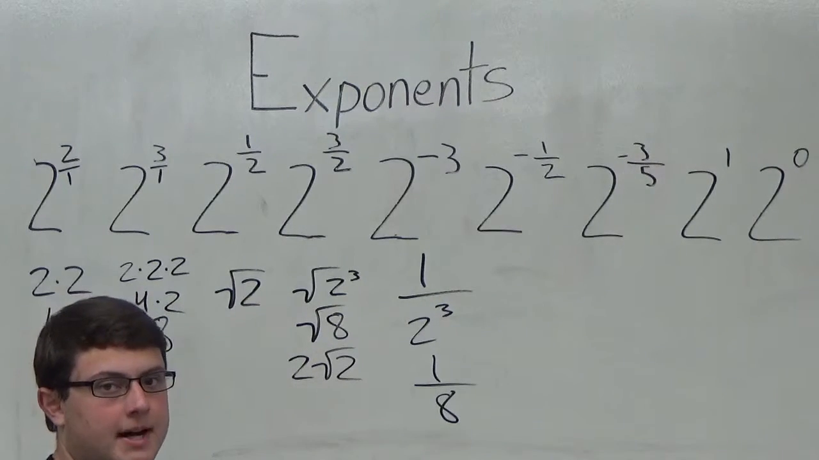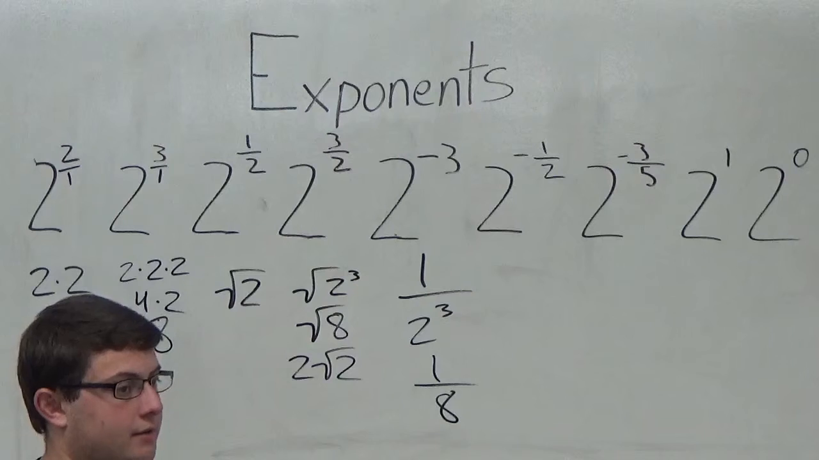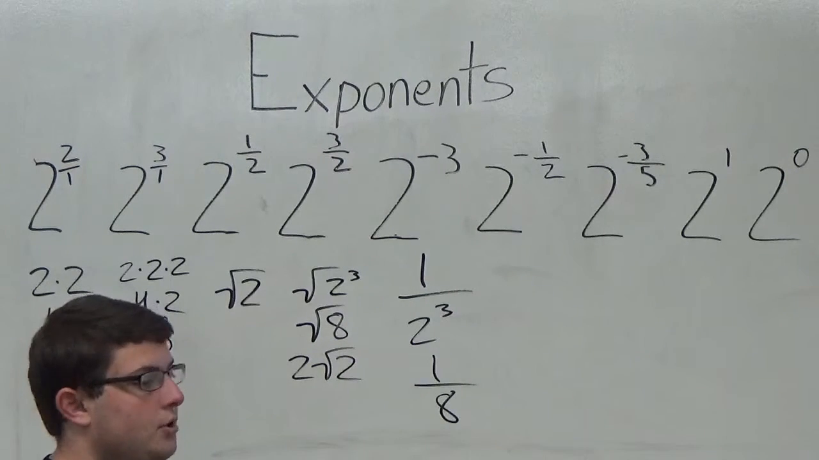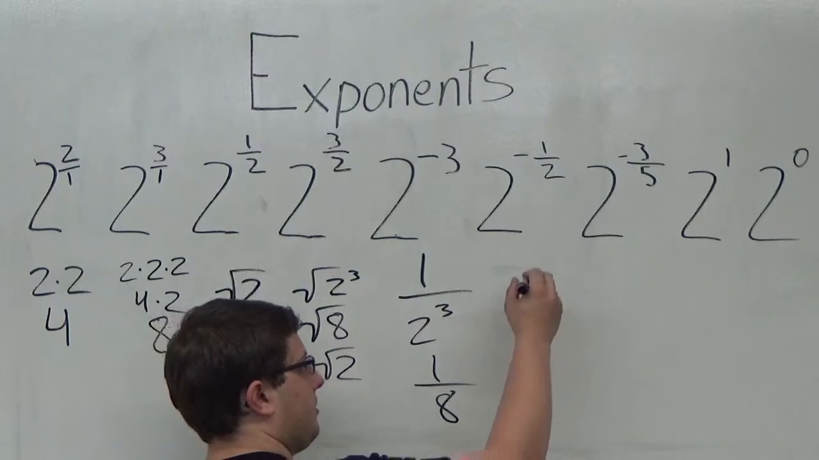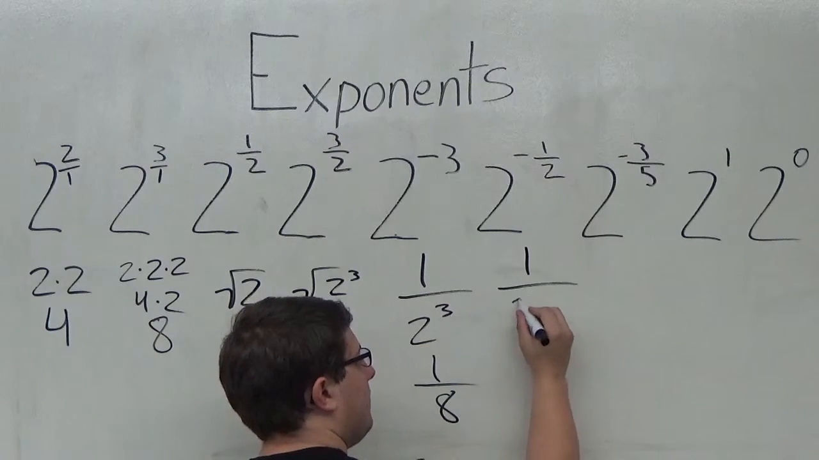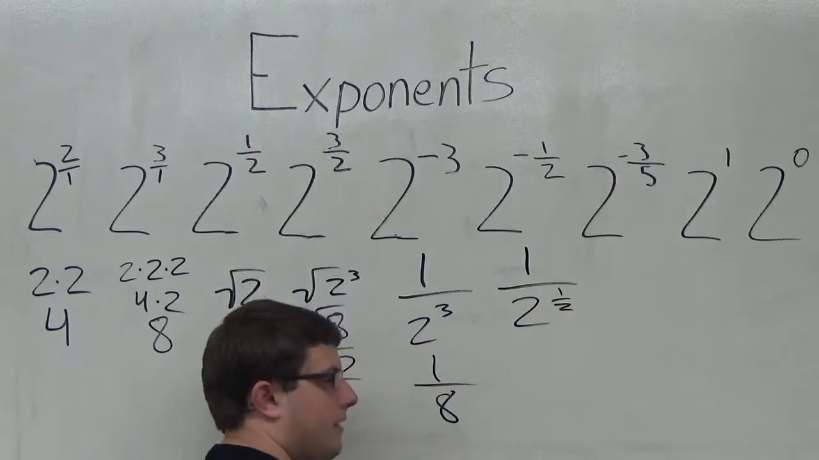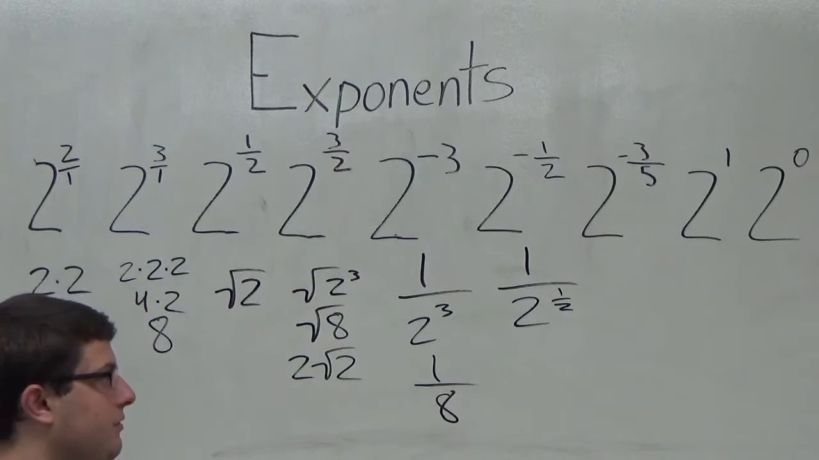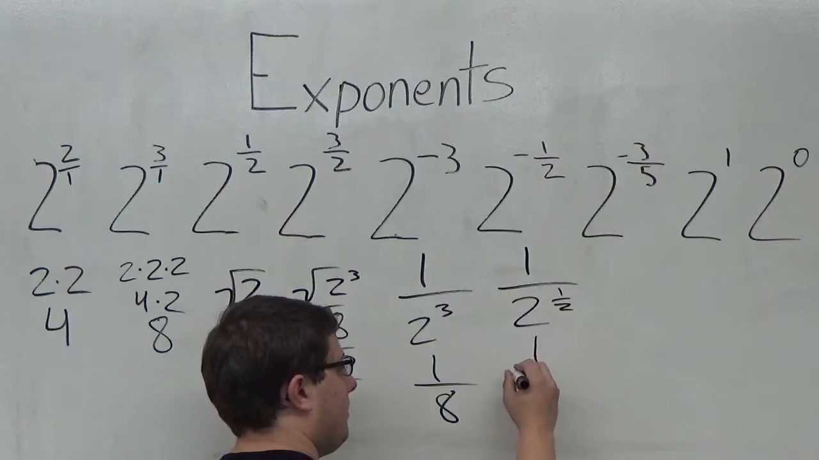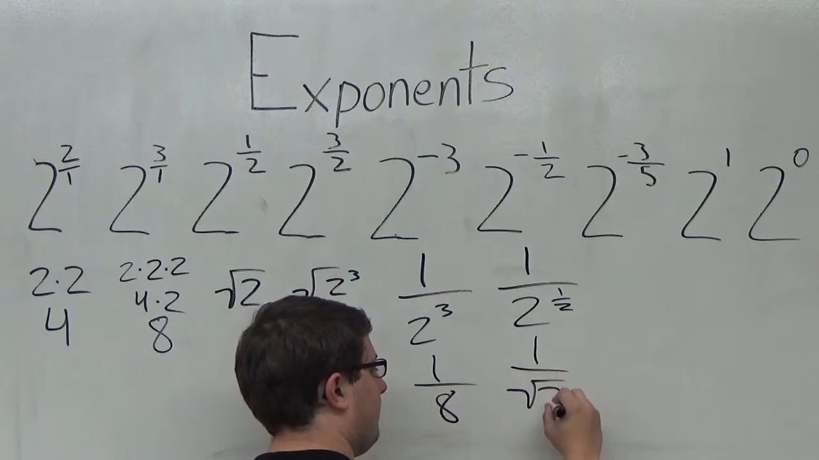Now we're going to combine the fractional rules and the negative rules in this next example. 2 to the negative 1/2 power. So similar to before, we're just going to do 1 over 2 to the 1/2 power. And we know that 2 to the 1/2 power, from this example, is just square root of 2. So it's going to be 1 over square root of 2.